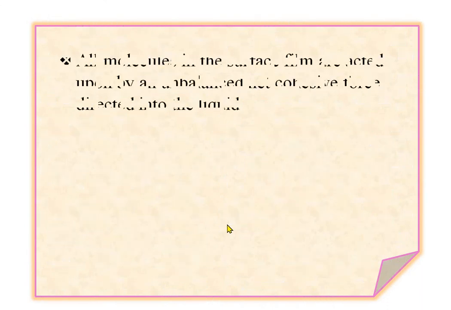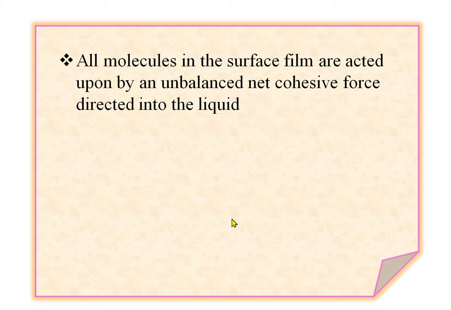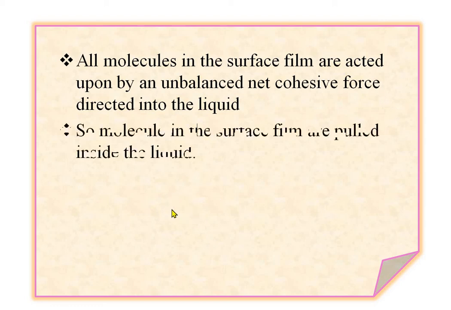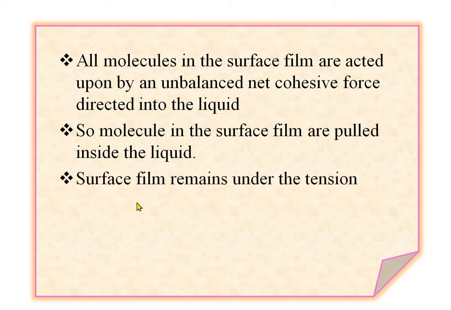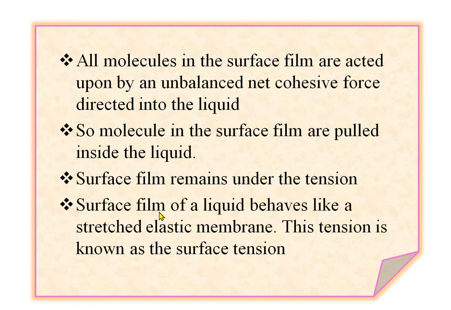So from this we have a conclusion. All the molecules in the surface film are acted upon by an unbalanced net cohesive force directed into the liquid. So the molecules in the surface film are pulled inside the liquid. The surface film remains under tension. So the surface film of a liquid behaves like a stretched elastic membrane. This tension is known as surface tension. From this we define surface tension.